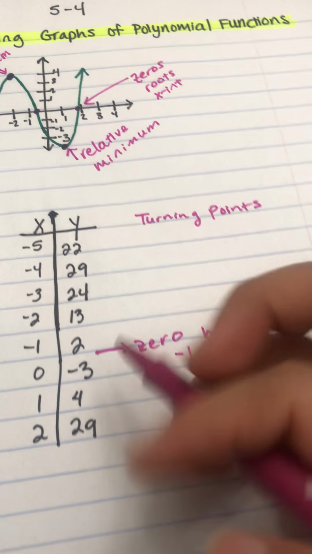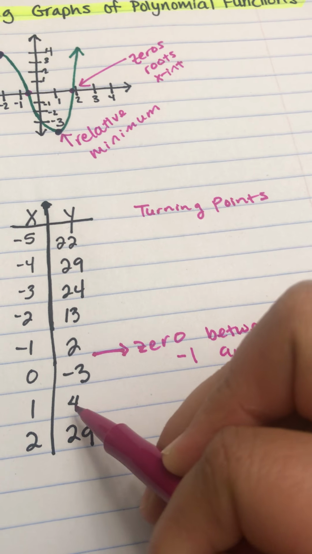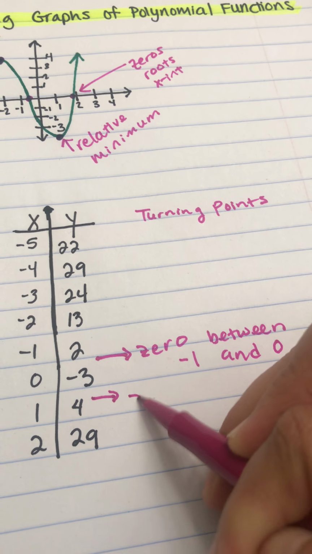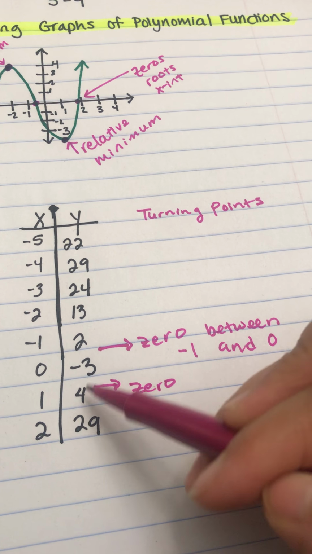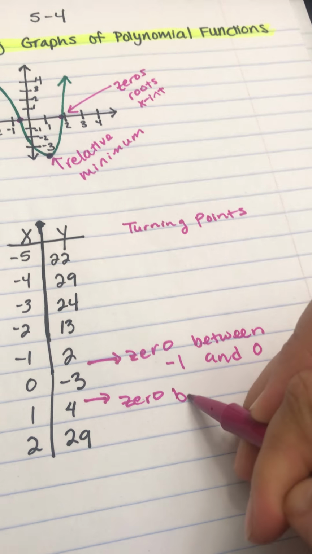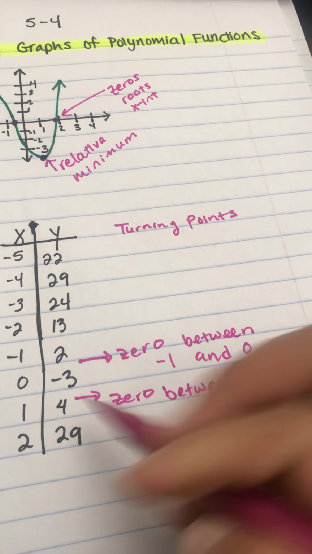Now, if we continue here from -3 to +4, it also changes signs. So there's another 0 here because again, it's changing from negative to positive. And that's happening between x is 0 and 1. So we would say between 0 and 1.